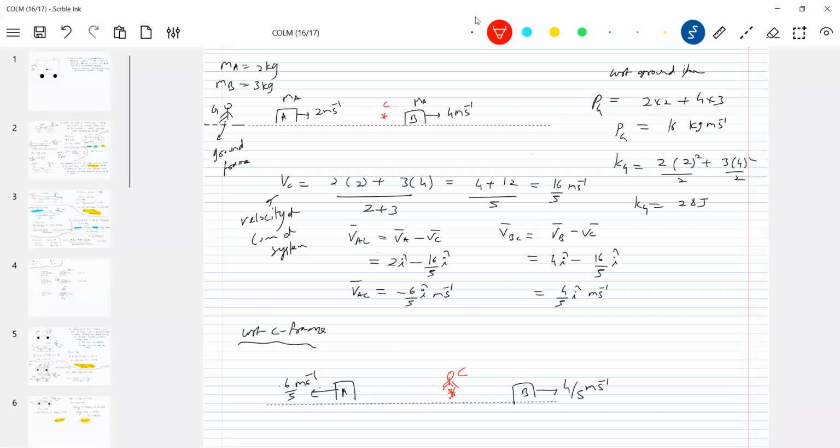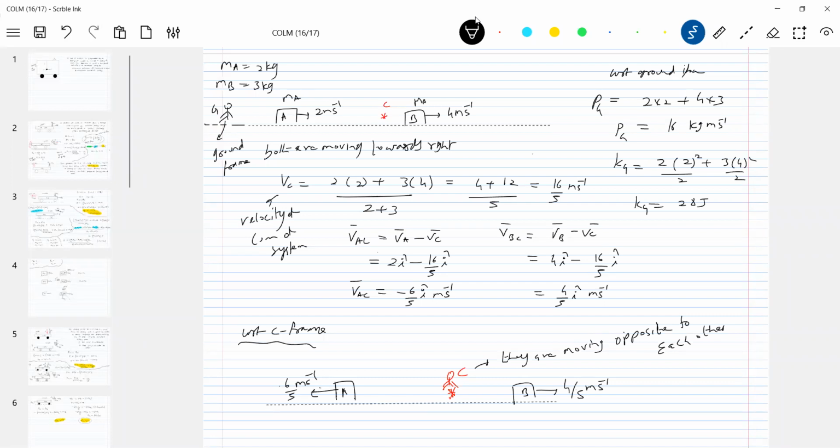So in the C frame, what happened? The person on the ground said both are moving towards right, no? What is the comment from him? Both are moving towards right. So what does this person say? They are moving opposite to each other.